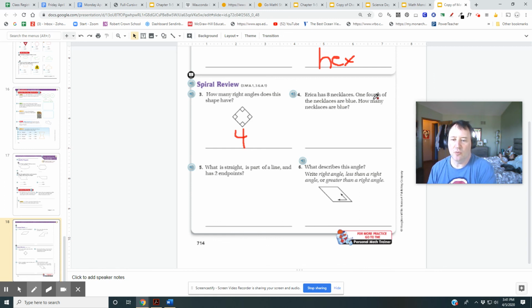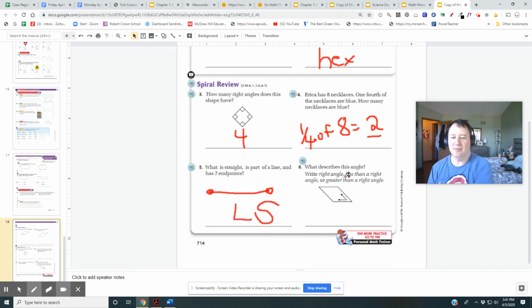Erica has 8 necklaces. 1/4 of the necklaces are blue. How many are blue? So I have to go 1/4 of 8 equals 8 divided by 4 equals 2. So 2 of them would be blue. What is straight, is part of a line, and has 2 endpoints? A line segment. What describes the angle? That is a less than angle.